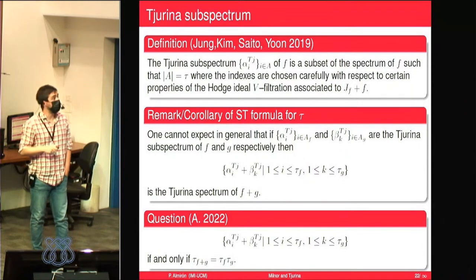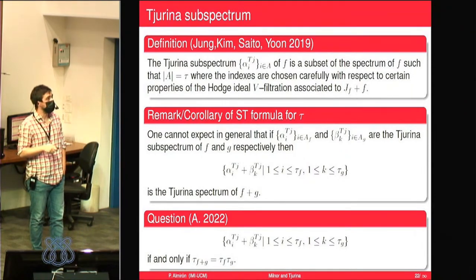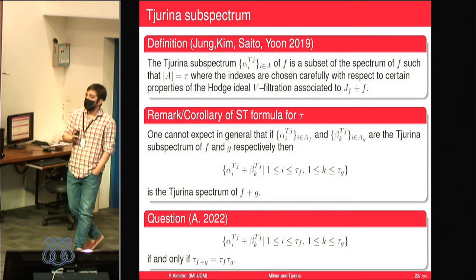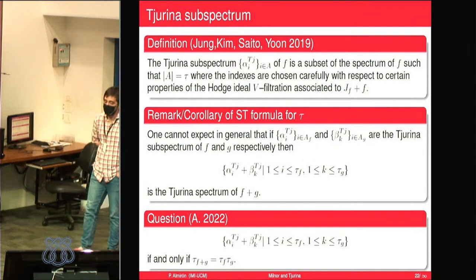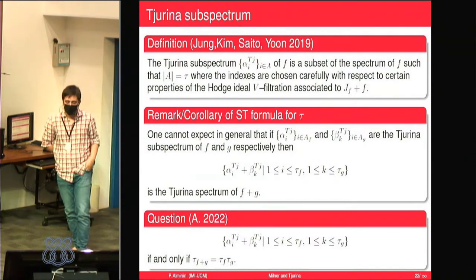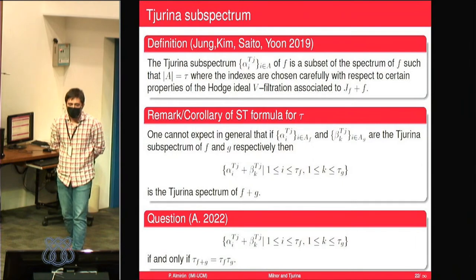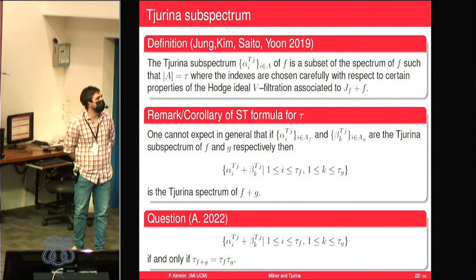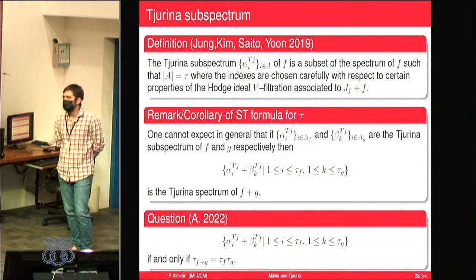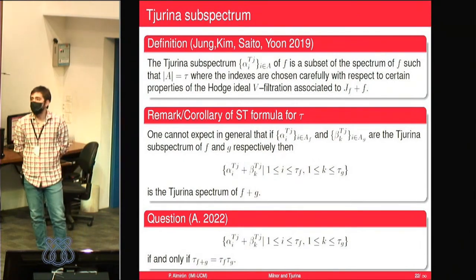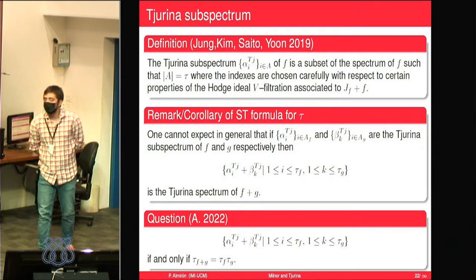Obviously, there is an obvious direction. I mean, if you know that the Tjurina subspectrum is like that, then you are going to have this. But the other way around, I think it would be nice to know if it is true or not. I'm not quite sure, but it would be very nice. And I think this problem is intriguing for me because, as I said, the Tjurina spectrum does not satisfy what the usual spectrum satisfies.